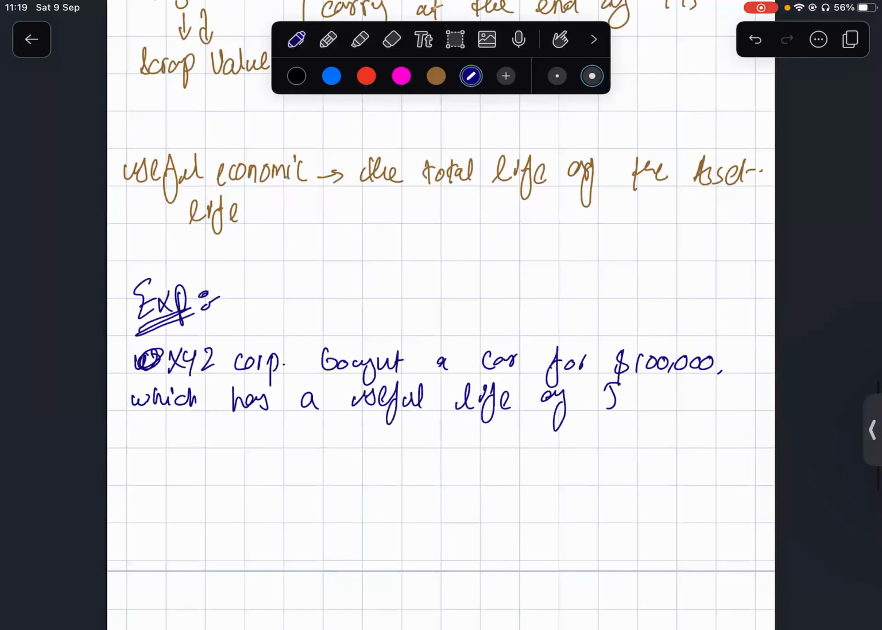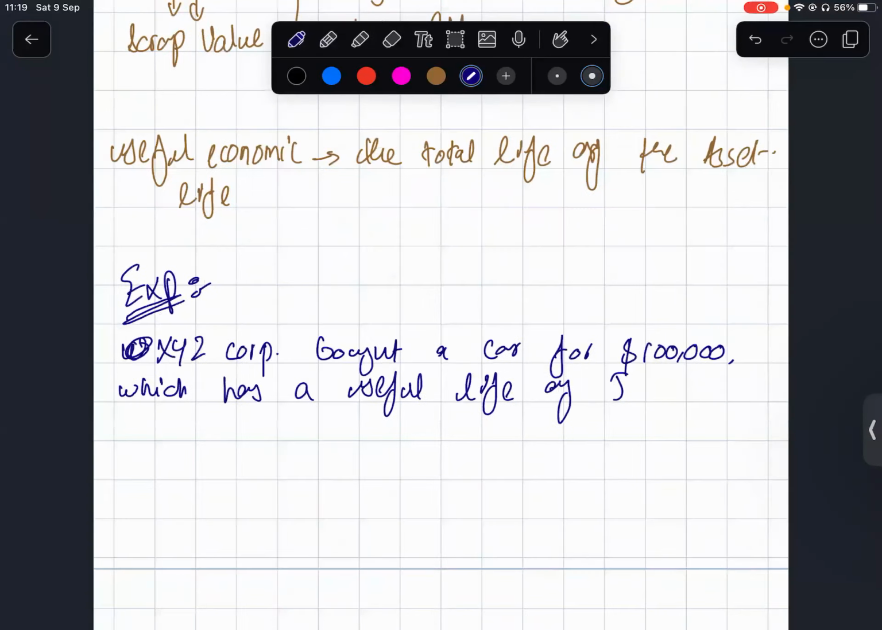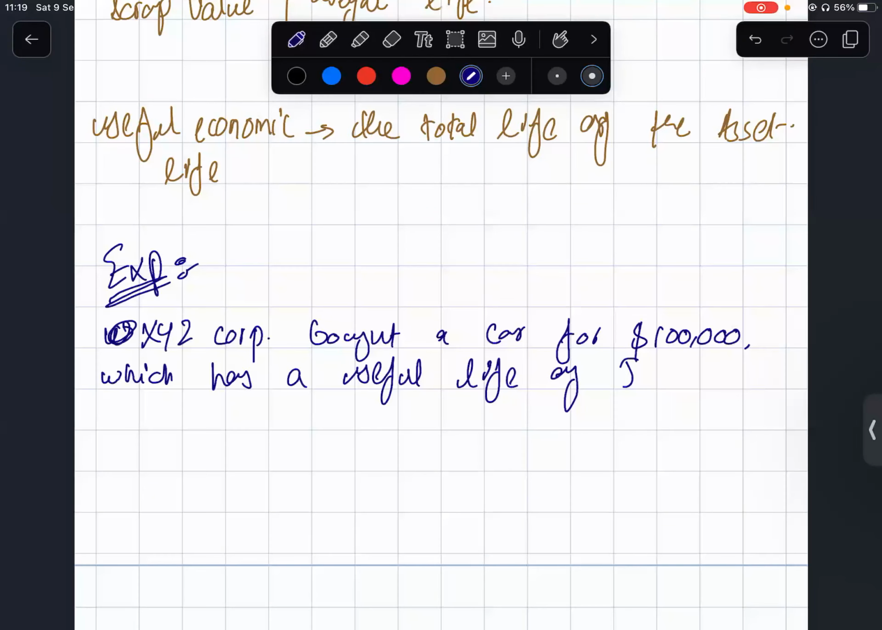You will not have to estimate the useful life ever. The useful economic life will always be given to you in the question. Even if you get to the master's level in accounting, you will always be given the useful economic life. Okay, sir. Okay, good.